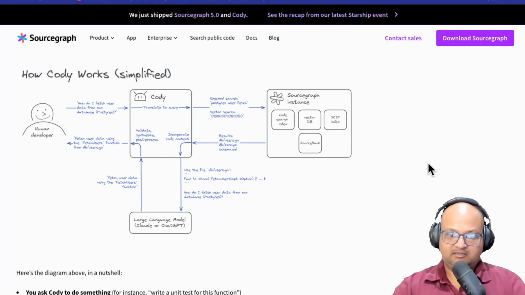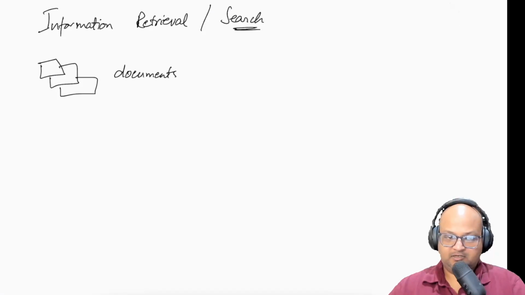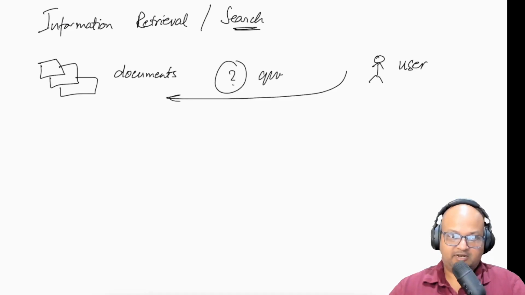So today I thought I'd take a look at what exactly this design pattern is of doing information retrieval with LLMs and compare it with the traditional or old school way of doing search. So if you look at the traditional way we do information retrieval or search, you have a bunch of documents and then you have a user that's trying to write queries over those documents.